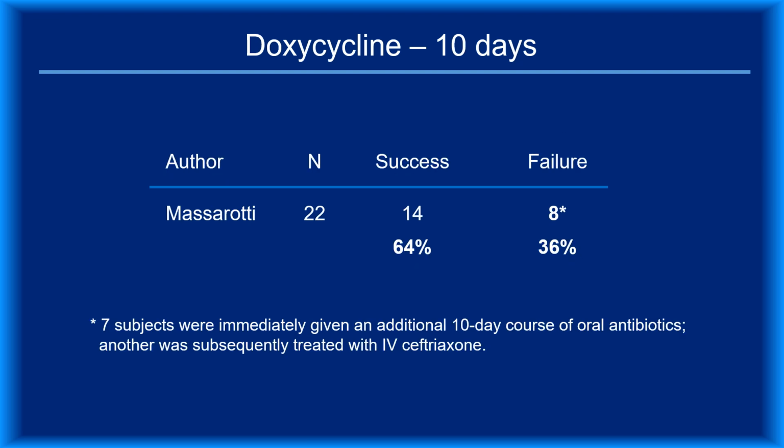Only one U.S. trial investigated a 10-day regimen of doxycycline. The original study had an interesting design in that subjects who were judged as treatment failures at 10 days were automatically offered retreatment. After the first 10 days of doxycycline, 7 subjects were immediately retreated, and an 8th subject relapsed later on and ultimately received IV ceftriaxone. Thus, the success rate for 10 days of doxycycline was 64%.